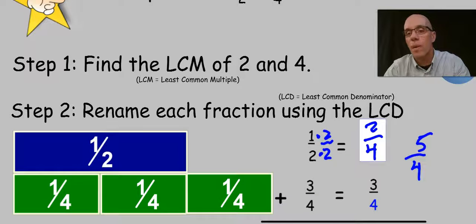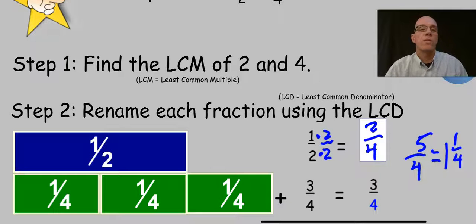Now that's an improper fraction, and we can turn that into a mixed number. So I know 4/4 makes 1 whole, and then I would have one of those fourths left over. So that's how we do that one.